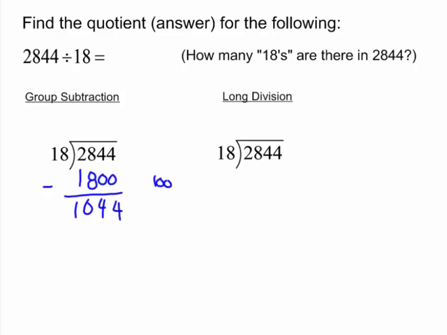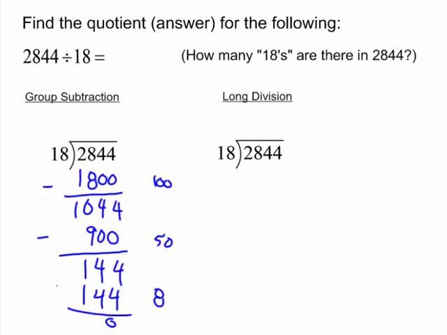Now I can see pretty quickly I can't do another group of 100 because it's too small. So what I might do is 50 groups. So 50 groups would be 900, or half the original amount. So now when I subtract those, I'm down to 144, and now we're getting into some smaller numbers, and I can see that there are 8 groups of 18 in 144. So I'm left with 158 from my group subtraction.